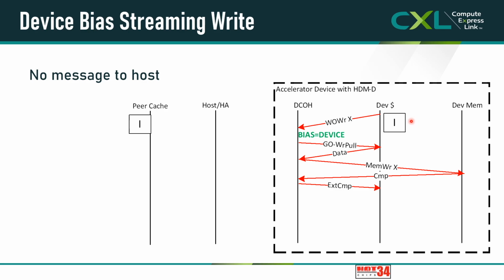And the alternative, similar to the read, is that the weakly ordered write may find that the bias is in device bias, in which case it doesn't need to go on the CXL interface at all. It would just send the go write pull data, reflect that data to the device memory controller, and complete and get the external complete without ever going on the external interface.